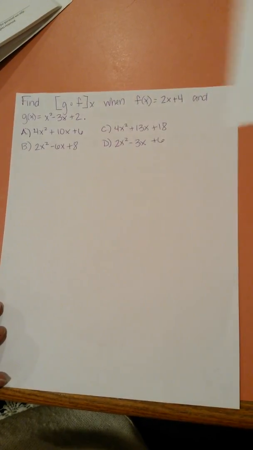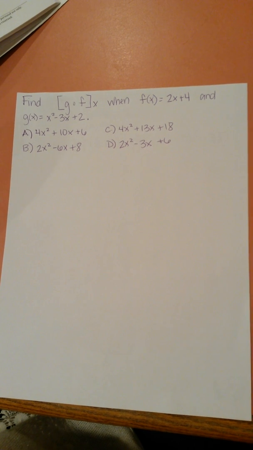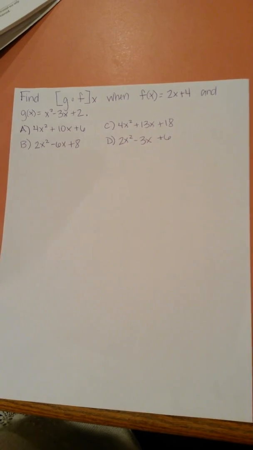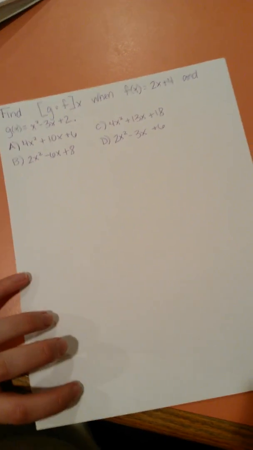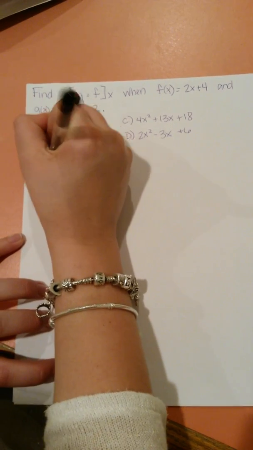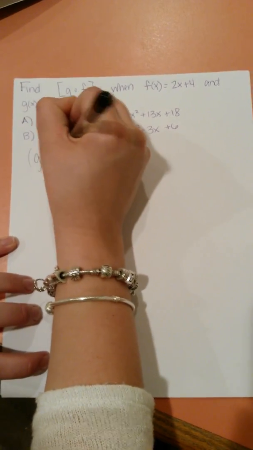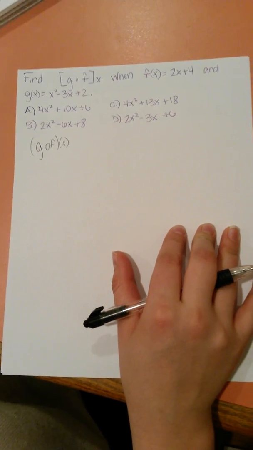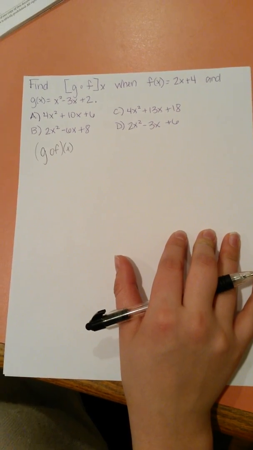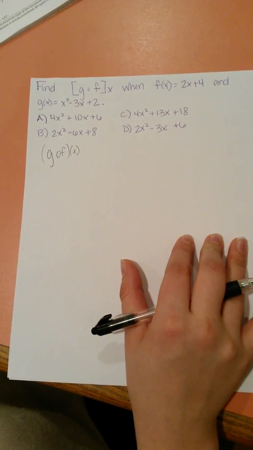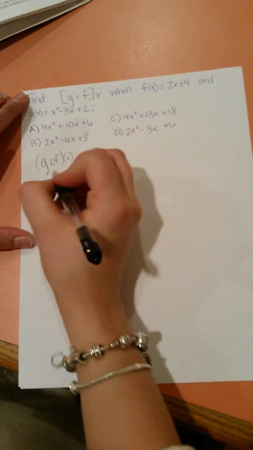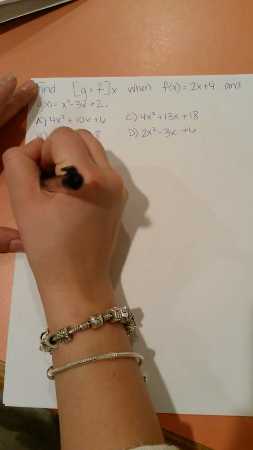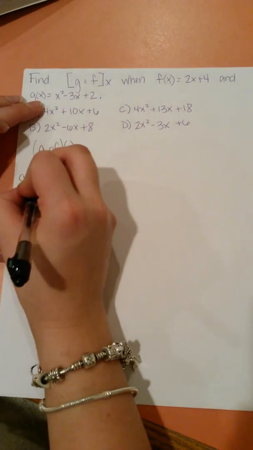Alright, our next one says find g of f of x when f of x is 2x plus 4 and g of x is x squared minus 3x plus 2. So I'm going to work this one out with y'all. So it's asking for g of f of x. To do this, we start from the inside out, and we're going to plug f into g. Alright, so therefore, if g is x squared minus 3x plus 2, this is g of x, we're going to plug f into this.